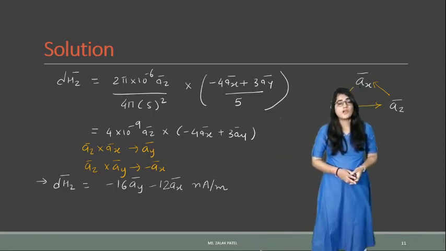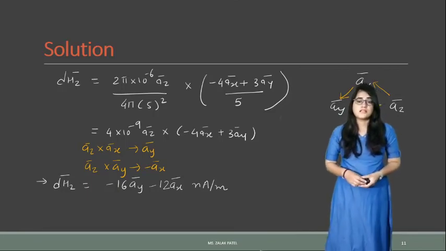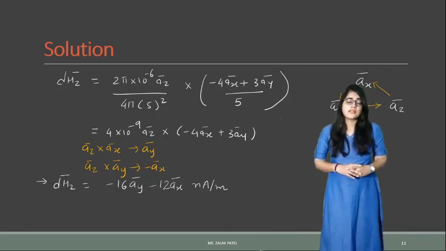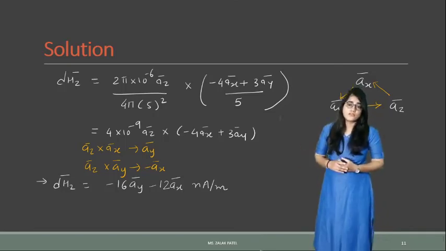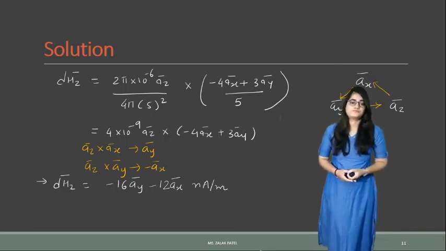Okay, so this is how you can find the differential field intensity at any point. If two points are given and the filament distribution is given, you can easily find the differential field intensity at any point.